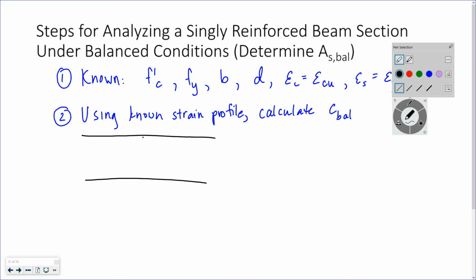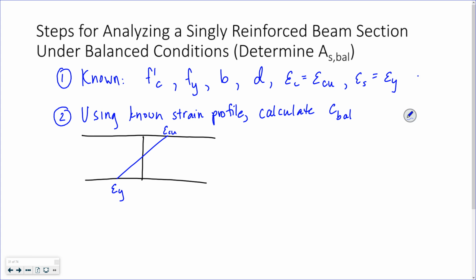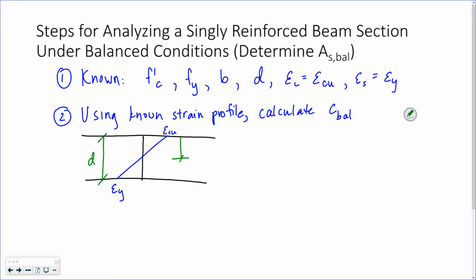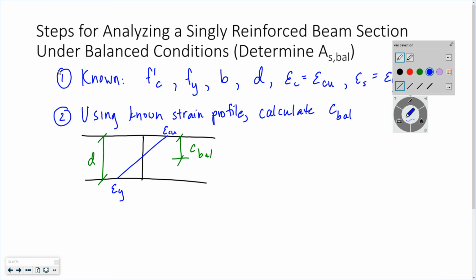Okay, if I look at my strain profile, this value up at the top, ECU, this value at the bottom, EY, this dimension, D, this dimension, C balanced. That's the depth of my neutral axis associated with the balance condition. Again, I'm going to use similar triangles to solve that.